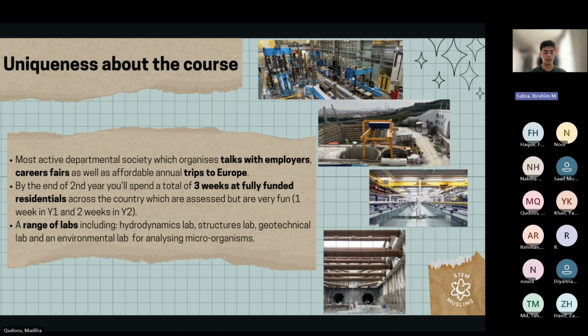And another thing about this course is that you're going to spend a lot of time on residentials. In year one, you're going to go on a residential to Windsor, where you're going to look at map drawing. So you're going to go out into the field, you're going to have the equipment, and you're going to measure the heights of the land, and you're going to create contour plots of the area. And that's really fun.